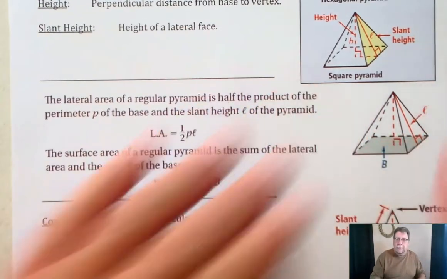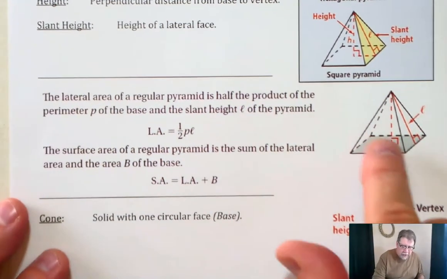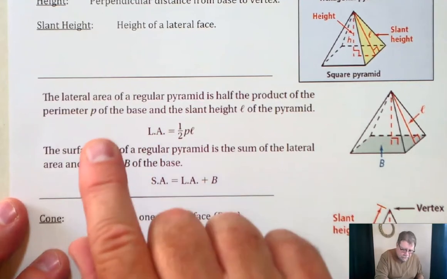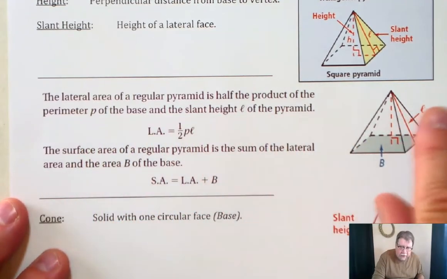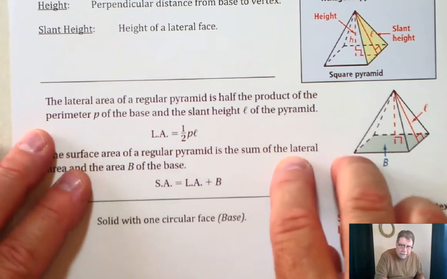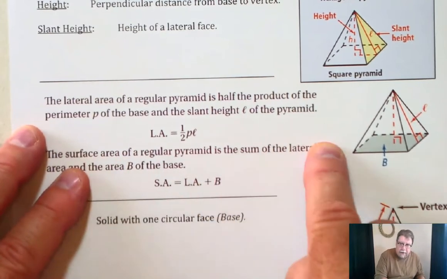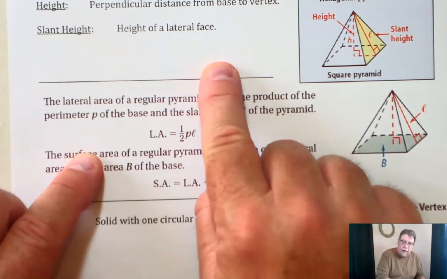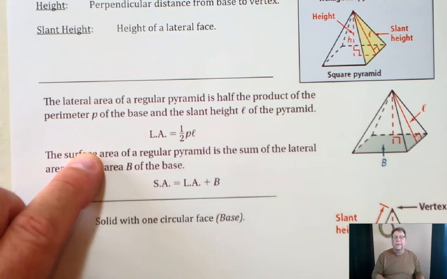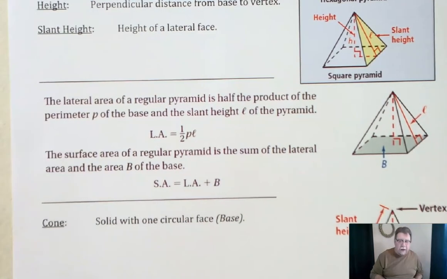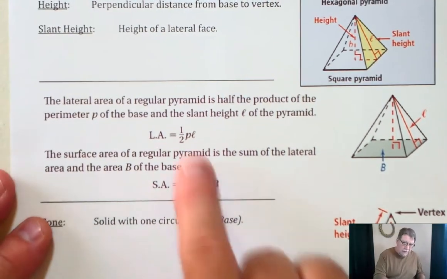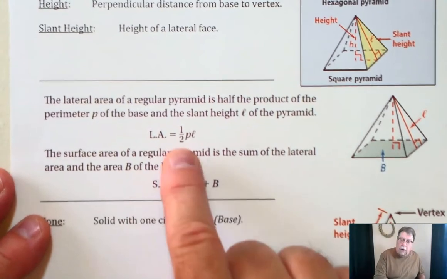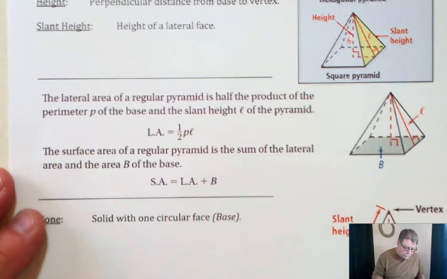If we were to open this up like a net, you would see that you'd have a bunch of triangles lined side by side, and the perimeter would be that total bottom. The height of the triangle is the slant height. And of course, to find the area of a triangle, it's 1/2 base times height. So that's basically what this is saying. We'll get all the triangles at once with this formula.